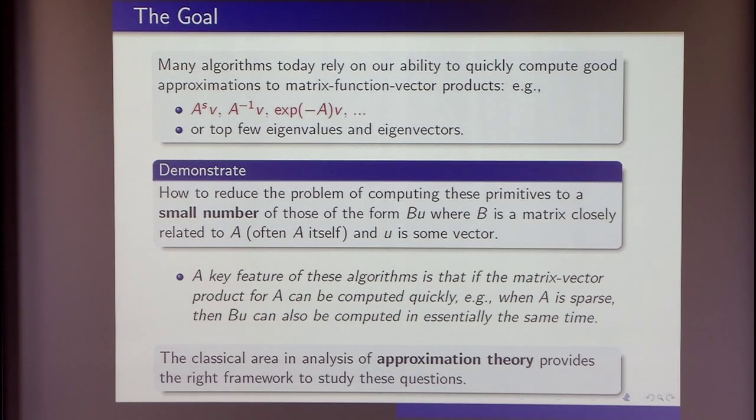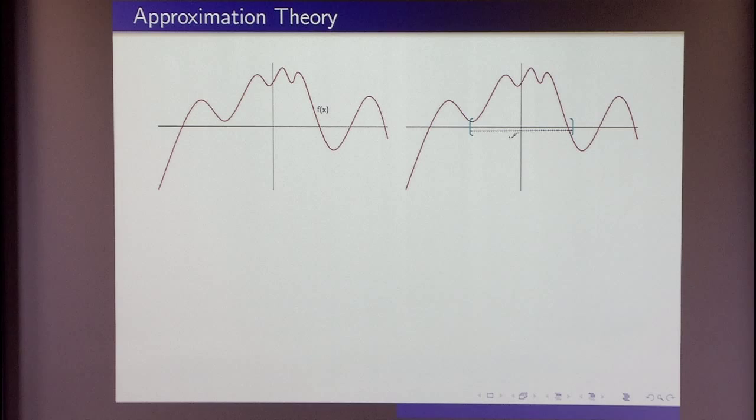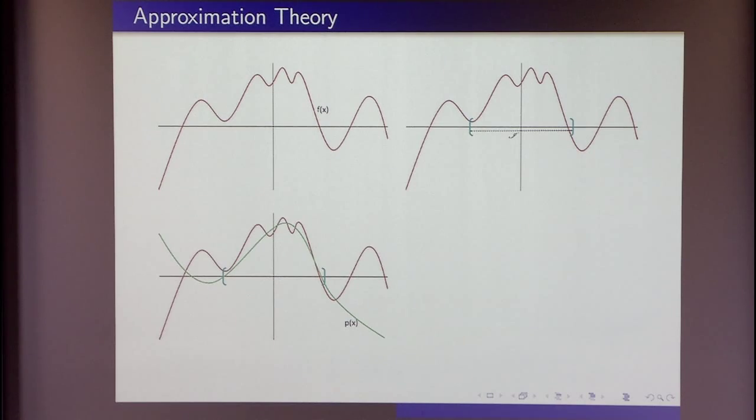So let me remind you of this area. So imagine that you are given a function which is, let's say, continuous, and what you're also given is an interval. So you're given an interval and a function, and what you would like is to find an approximation to this function in this interval. Okay, so for instance, here is this red curve, which is the function, and the green curve is a polynomial, or could be a polynomial, which is trying to approximate this function in the interval.